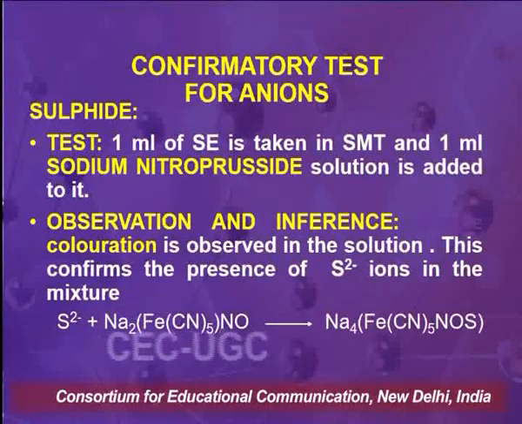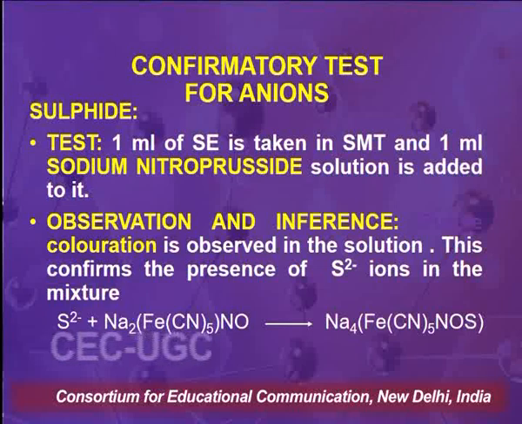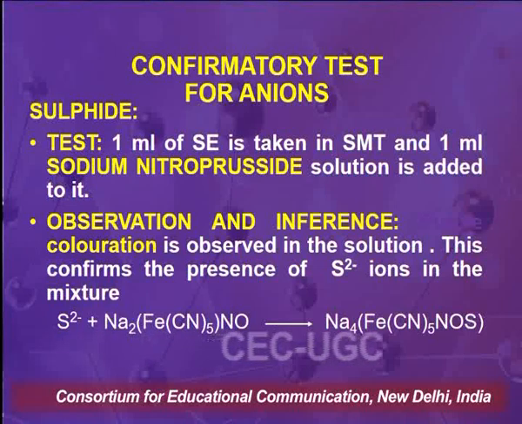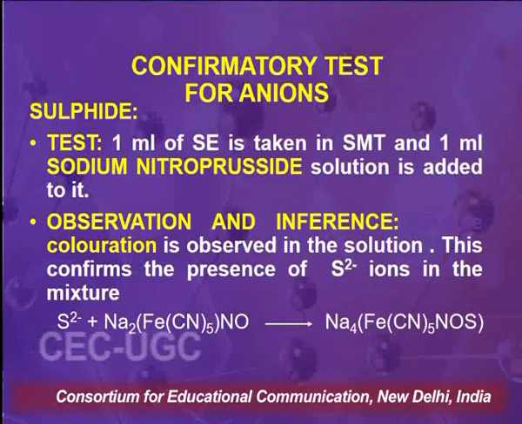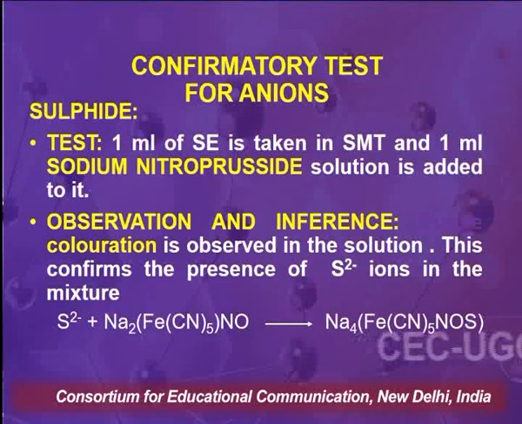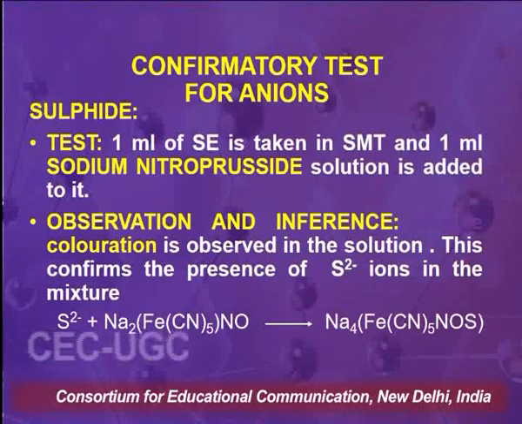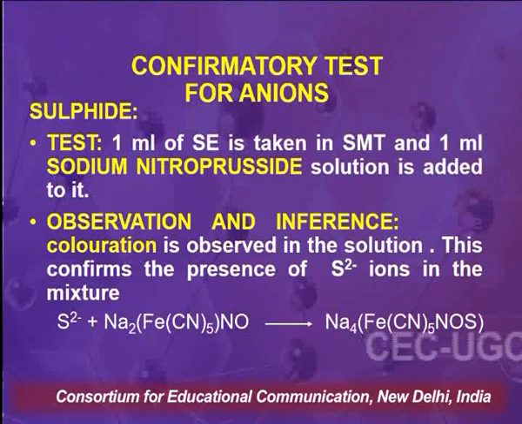Moving on to the confirmatory test for anions. The next anion which we need to detect in a mixture after carbonate is sulfide. For this, 1 ml of the soda extract is taken in a semi-micro test tube and 1 ml of sodium nitroprusside solution is added to it. Once a purple coloration is observed in the solution, it confirms the presence of sulfide ions in the mixture, and this is what the equation says.